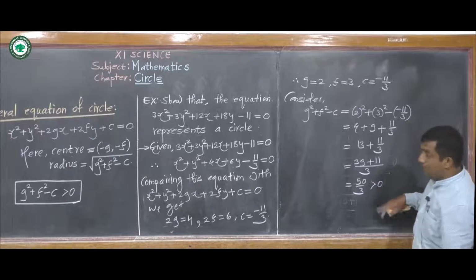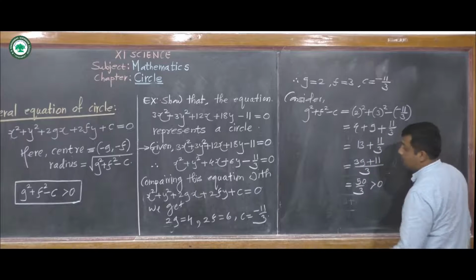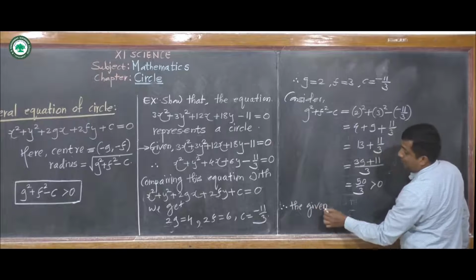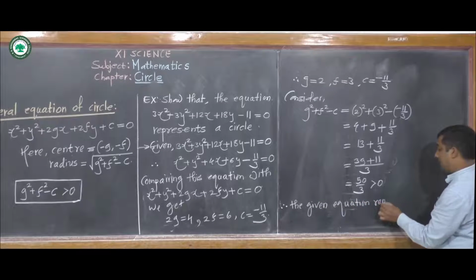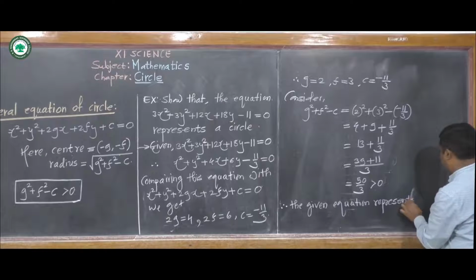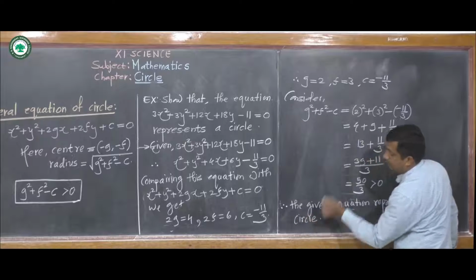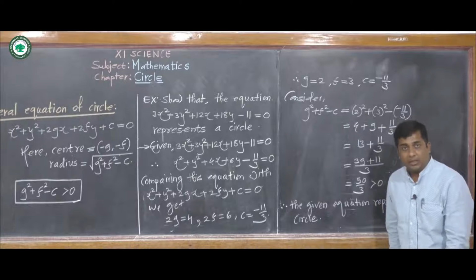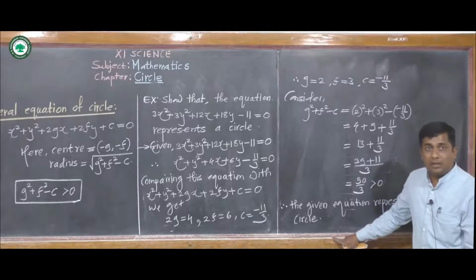If it is greater than 0, then the given equation represents the circle. Therefore, the given equation represents the circle. Again, a very simple example. Directly by using the condition, we show the given equation represents a circle.